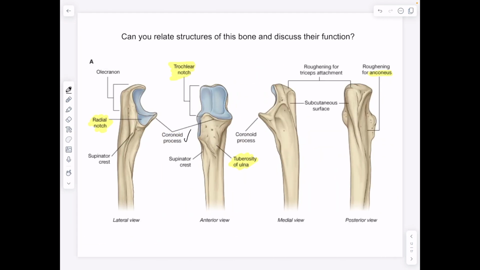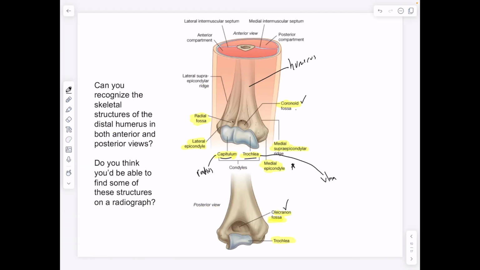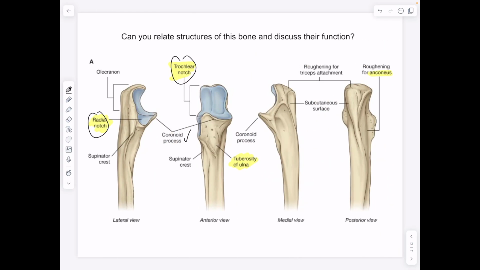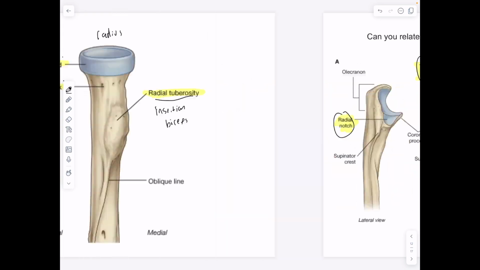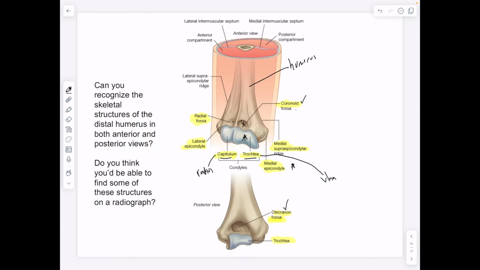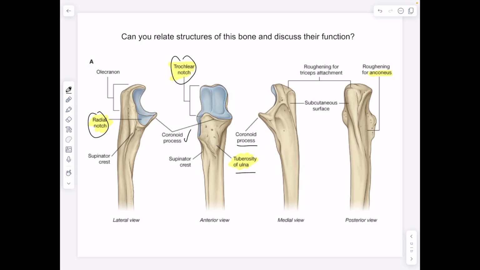Okay. Here we have the ulna, and we can see there's a radial notch where the ulna is touching the radius, and the trochlear notch where it is in contact with the trochlea of the humerus, right here. All right, and then you have the tuberosity of the ulna, which is where the brachialis, one of the muscles of the anterior part of the arm, inserts. The coronoid process is going to be able to go in right when the forearm flexes upwards. There's room for the coronoid process in the coronoid fossa, and then roughening for the anconeus, which is part of the forearm muscles.